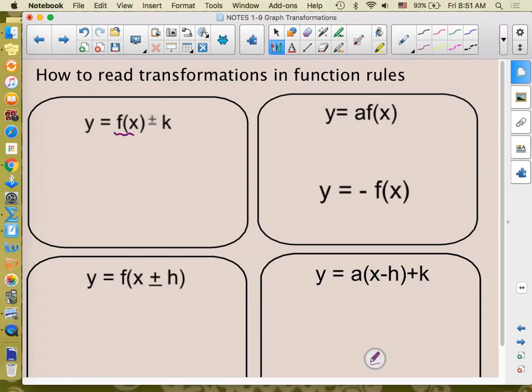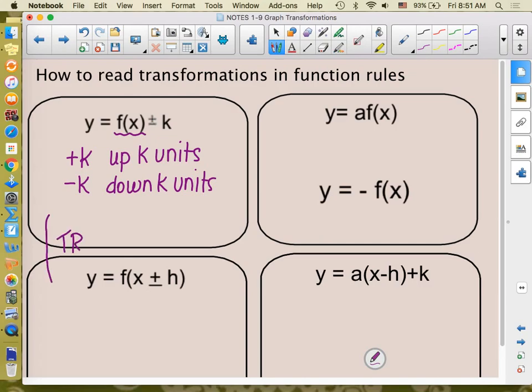If we take whatever parent function we have and add or subtract something afterwards, a plus k will slide it up k units. The entire graph, not just its vertex, every single point on the graph, does not change its size or shape. A minus k slides it down k units. So there's our translation. Our other translation, and I'm going to come down here, this was our other translation, so these two together are translations in different directions.